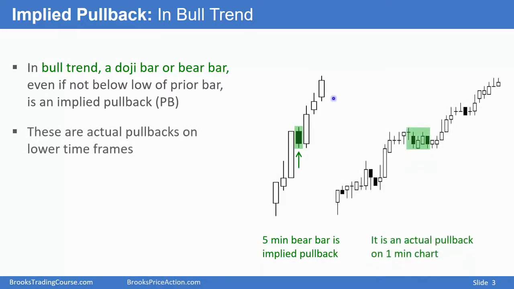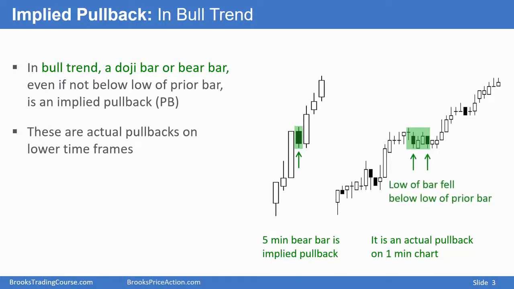So for example, a 5-minute chart, no pullback, but we have a bear bar and we have a big tail. On the 1-minute chart, you can see this bar went below the low of that bar. So in fact, there was a pullback. So this bear bar on the 5-minute chart is an implied pullback. It implies that there is a pullback taking place, not on the 5-minute chart, but on a lower time frame chart. And likewise, this tail right here, where the market went up and down, here it is, up and down. And in fact, this bar traded below the low of that bar on the 1-minute chart. So there was a pullback here.